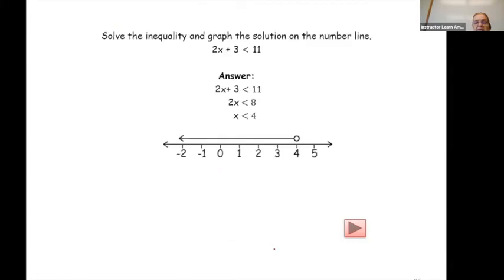Take a look at this. x is less than 4. To show this on the number line, we have 4 not included. Less than means this moves to the left.